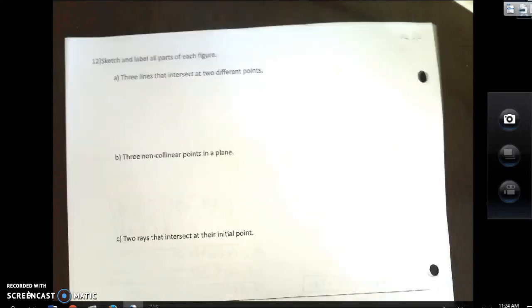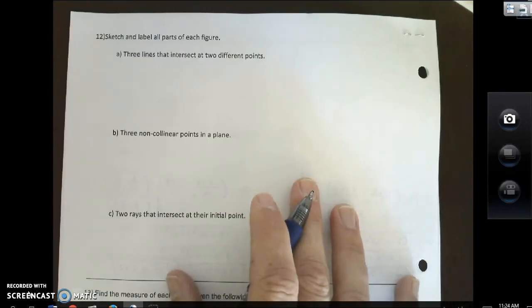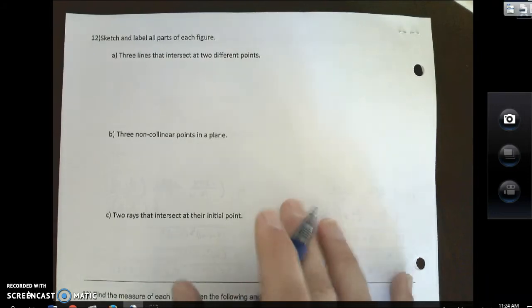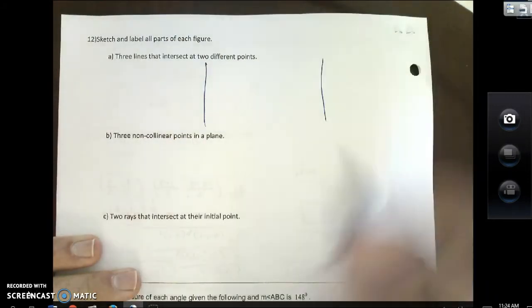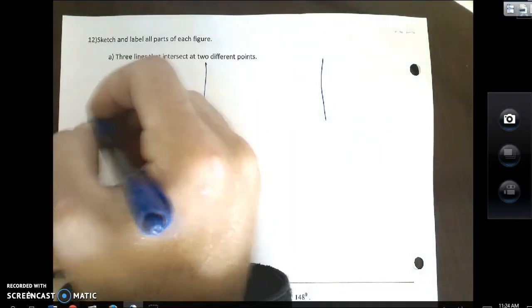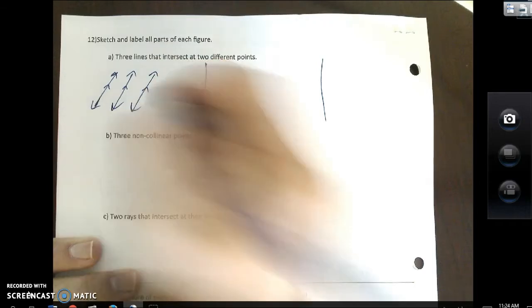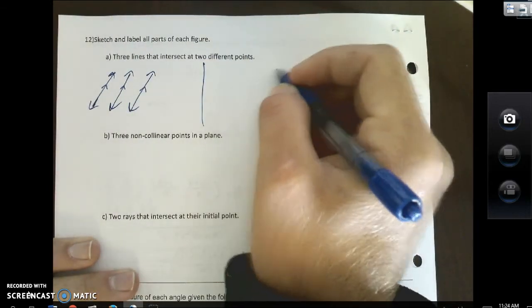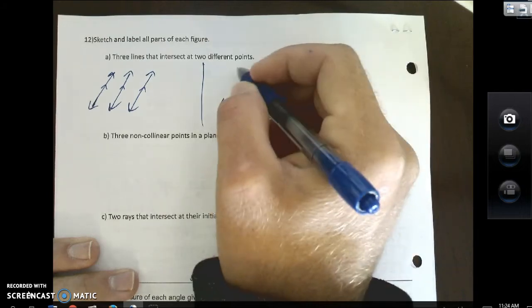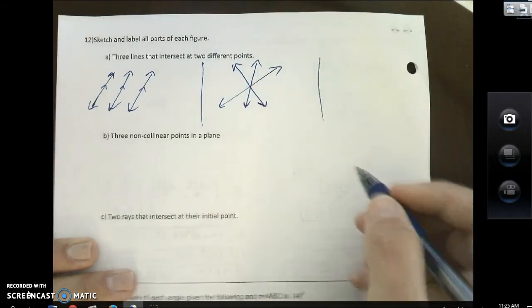On the back. Alright, drawing a few pictures. Again, your artistic ability will never be graded. Sketch and label all parts of each figure. 3 lines that intersect at 2 different points. Now, there are 3 scenarios here. The first is 3 lines that don't intersect at all. That would be 3 parallel lines. The second one is 3 lines that intersect at 1 point. Okay.